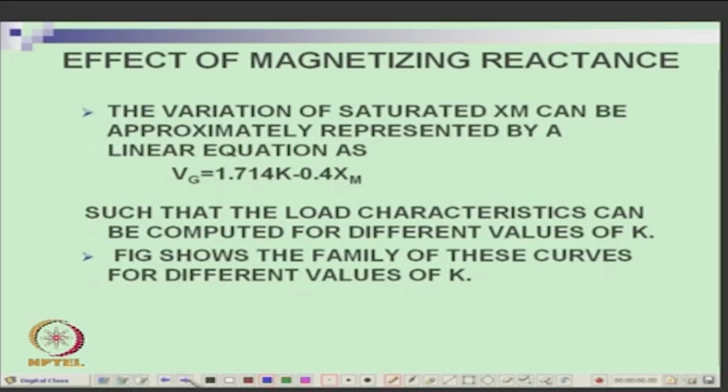Okay, I think we will skip this. This is the effect of magnetizing reactance. I think we will skip this, these are all routine.